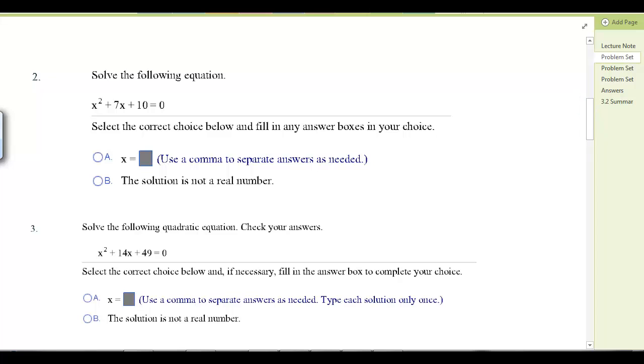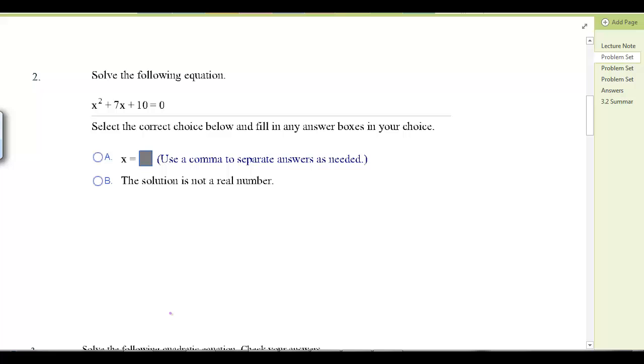All right. This one simply says solve the following, and it appears that that thing's going to factor nicely because the factors of 10 are 10 and 1 or 5 and 2, and 5 and 2 do add up to 7. So let's write that out.